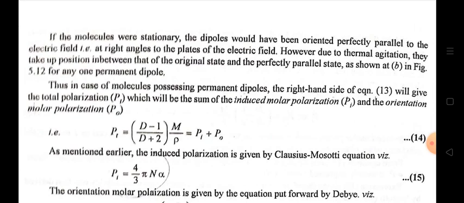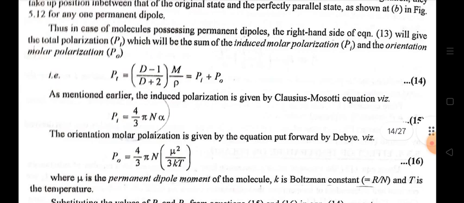Thus, in case of a molecule possessing a permanent dipole, the right hand side of equation 13 will give the total polarization Pt, which will be the sum of induced molar polarization Pi and the orientation molar polarization PO, so that Pt is equal to (D minus 1) upon (D plus 2) into M by rho, that is equal to Pi plus P naught. That is our equation 14. As mentioned earlier, the induced polarization is given by the Clausius-Mossotti equation with Pi is equal to 4 by 3 pi N alpha, that is our equation 15. The orientation molar polarization is given by the equation put forward by Debye with P naught is equal to 4 by 3 pi N into mu square upon 3kT, that is equation 16.